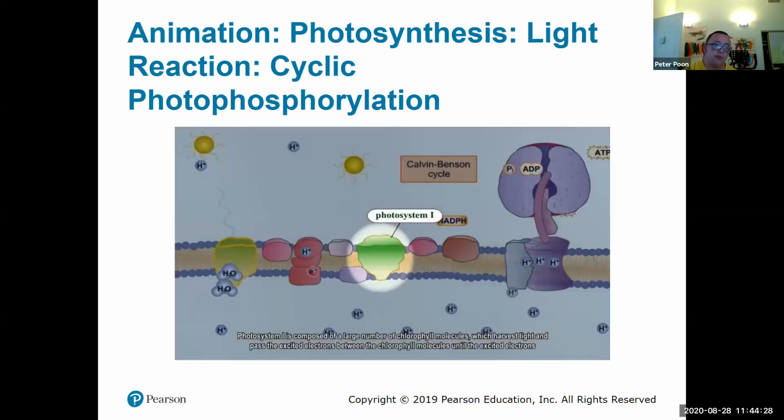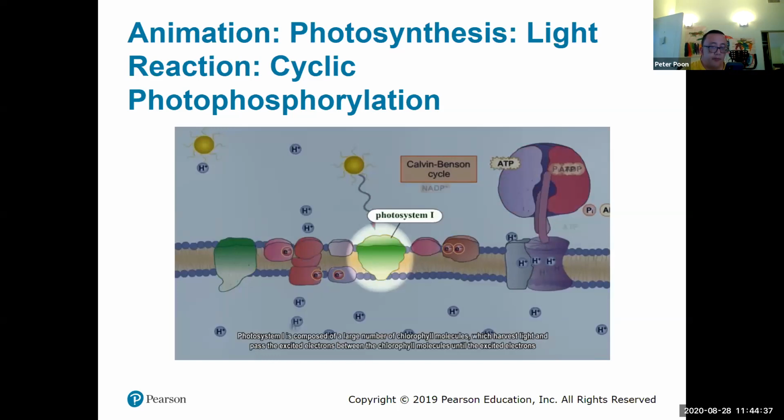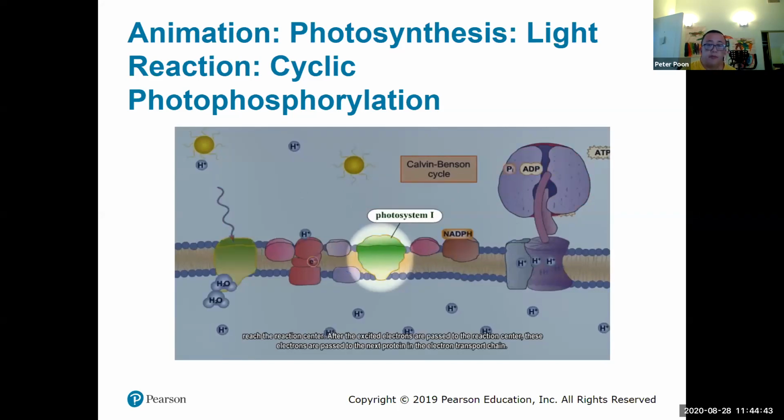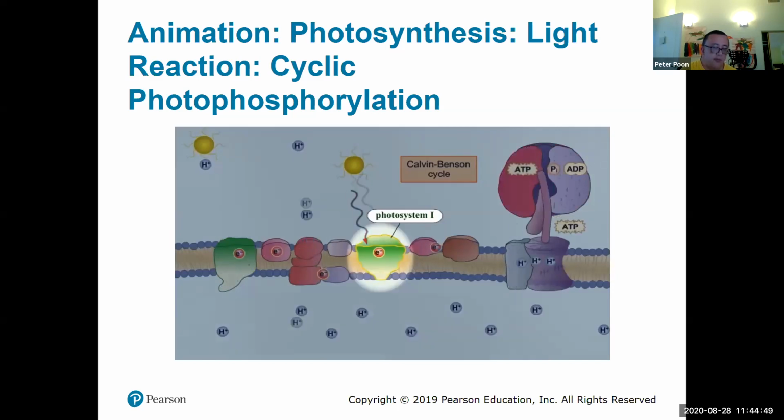Photosystem 1 is composed of a large number of chlorophyll molecules, which harvest light and pass the excited electrons between the chlorophyll molecules until the excited electrons reach the reaction center. After the excited electrons are passed to the reaction center, these electrons are passed to the next protein in the electron transport chain.